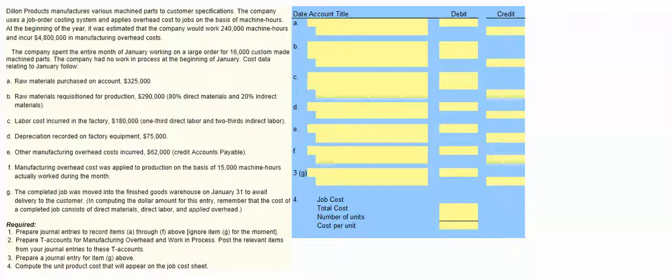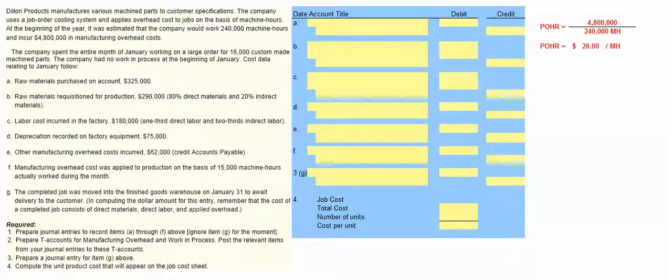Let's go ahead and calculate our predetermined overhead rate for the Dillon products. Our predetermined overhead rate is our estimated overhead cost of $4.8 million divided by our estimated machine hours of 240,000. We get a predetermined overhead rate of $20 per machine hour.